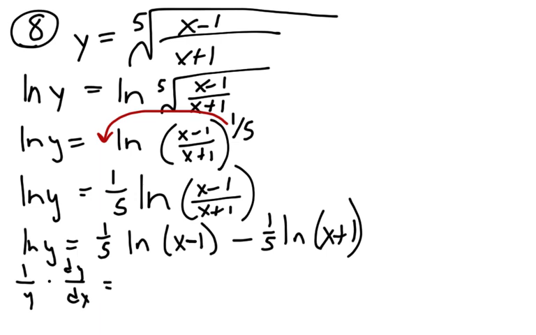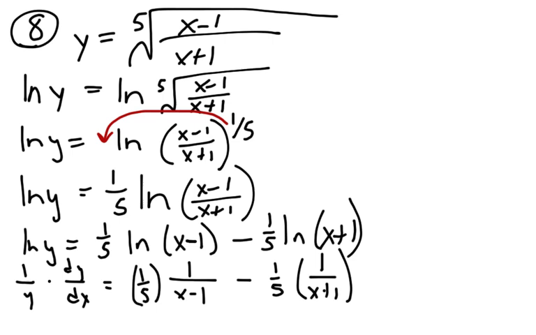Now I've got the 1/5 times the derivative of the inside function, which is 1 over x minus 1, and then minus 1/5 times the derivative of the inside function, which is 1 over x plus 1.